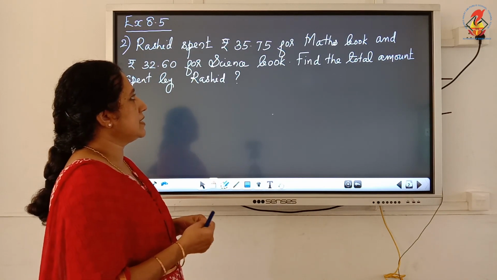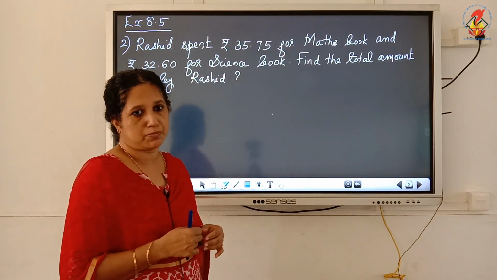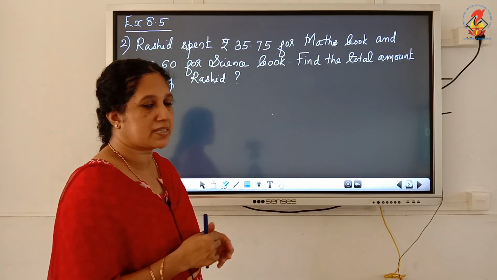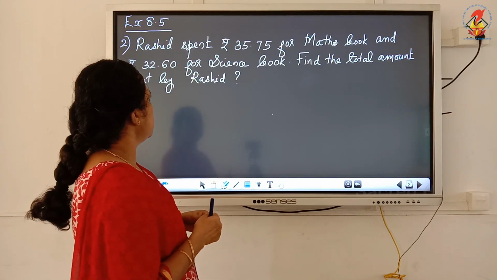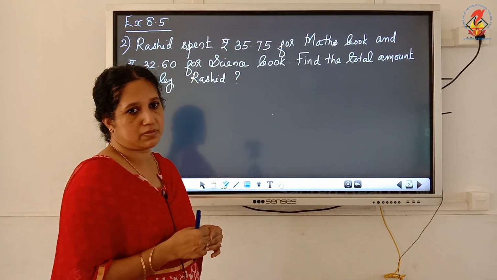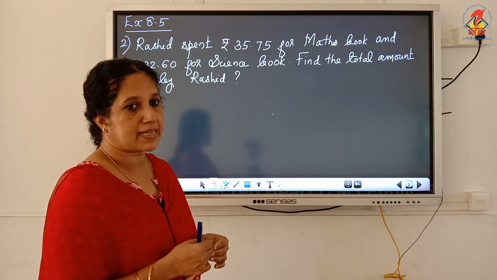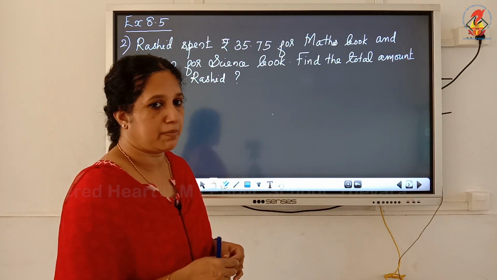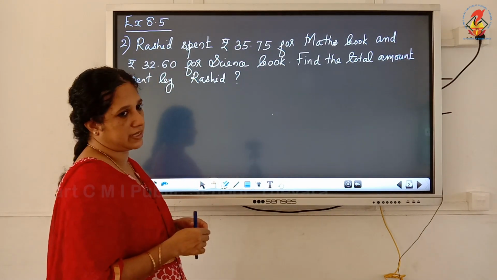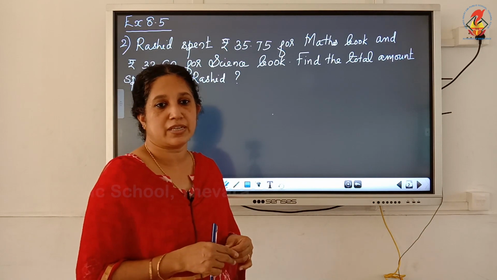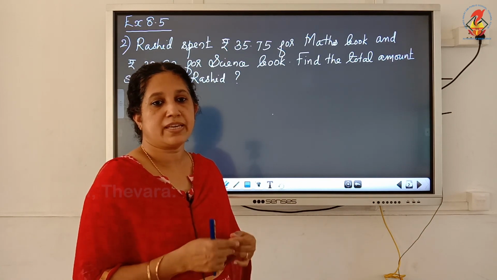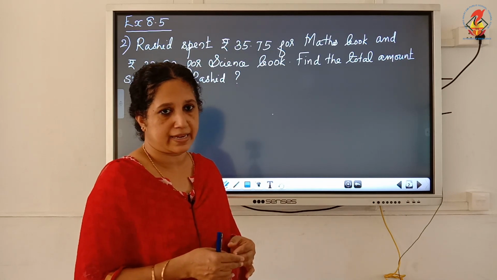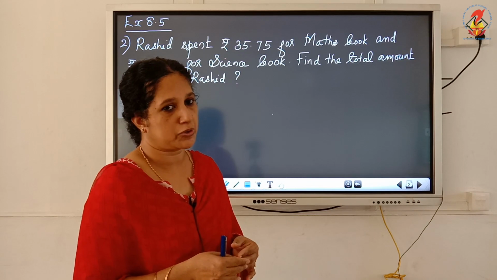Rashid spent rupees 35.75 for maths notebook. So the money spent for maths notebook is rupees 35.75 and rupees 32.60 for science book. So the money spent for science book is rupees 32.60. Find the total amount spent by Rashid. Here you have to find out the total amount. So how we can find out the total amount? In order to find the total amount, we have to add. Then we will get the total amount.